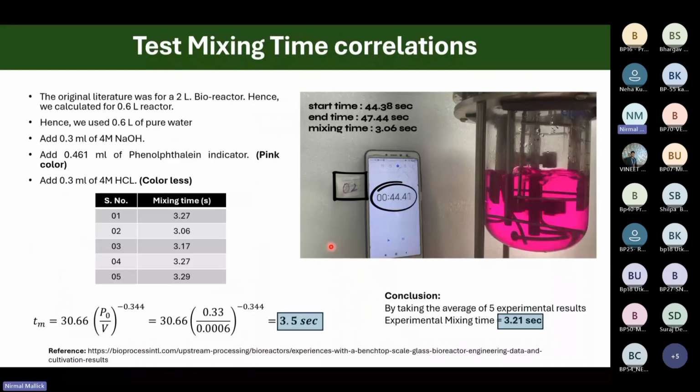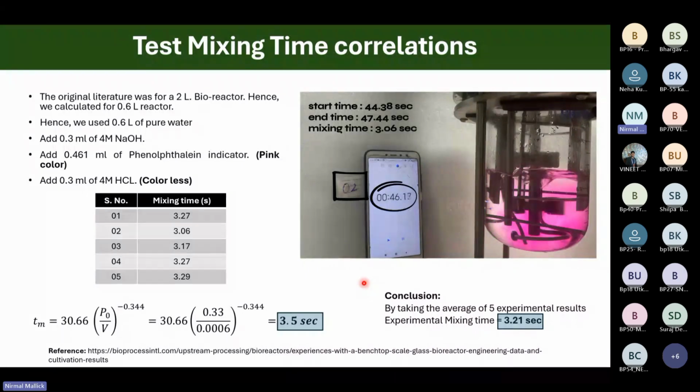This is an experiment we have done to get a correlation for mixing time. Mixing time plays a major role in many reactors, like how quickly it mixes, right? So how we do it is we use the simple titration method that we use in 10, 12, right? In the titration method you have an acidic solution, put some phenolphthalein indicator and add some base into it until it balances, and the time it takes to mix is considered the mixing time.